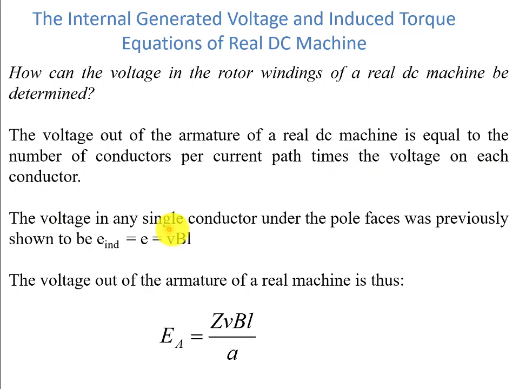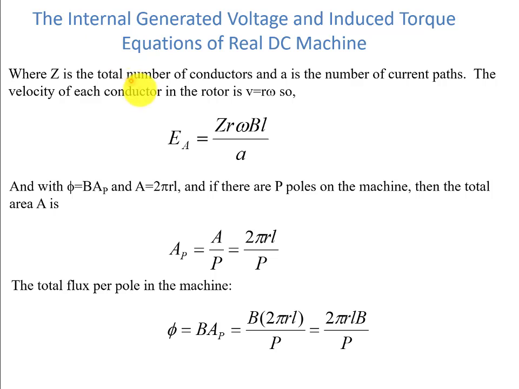The voltage in any single conductor under the pole faces was previously shown to be induced as e = vBL. Now the voltage out of the armature of a real machine is EA = ZvBL over A. What are these constants? Z is the total number of conductors and A is the number of current paths. The velocity of each conductor in the rotor is v = r omega. So E = Z r omega BL over A.